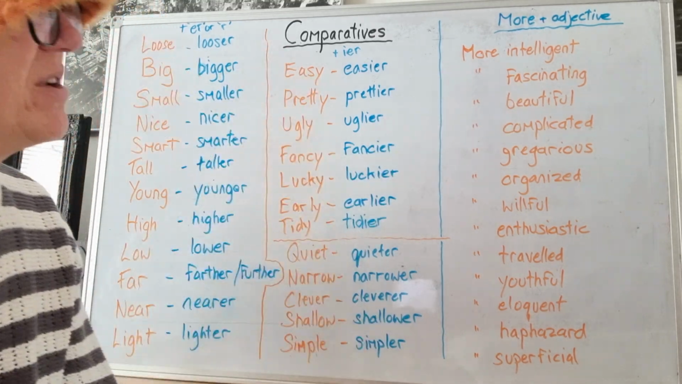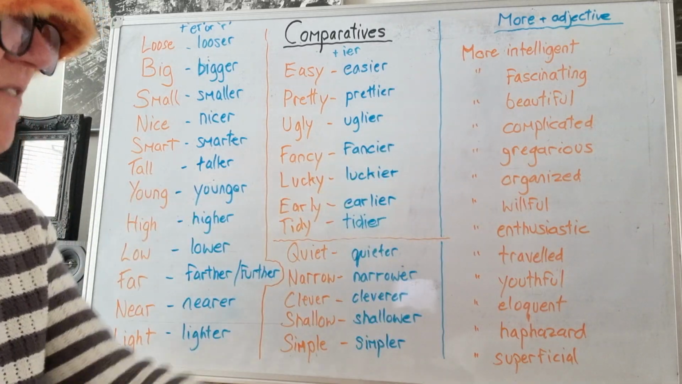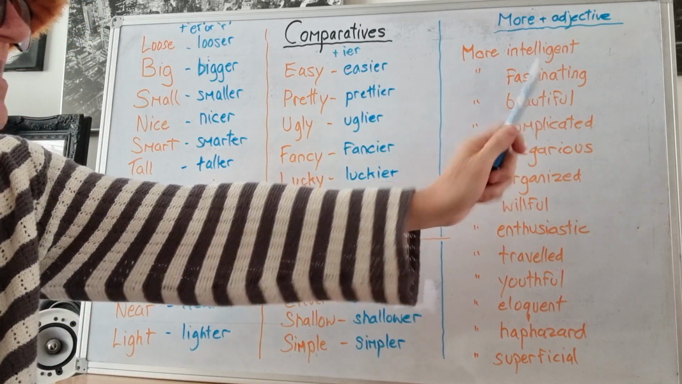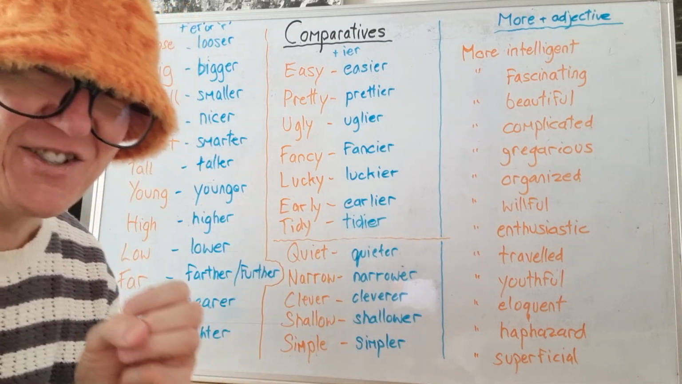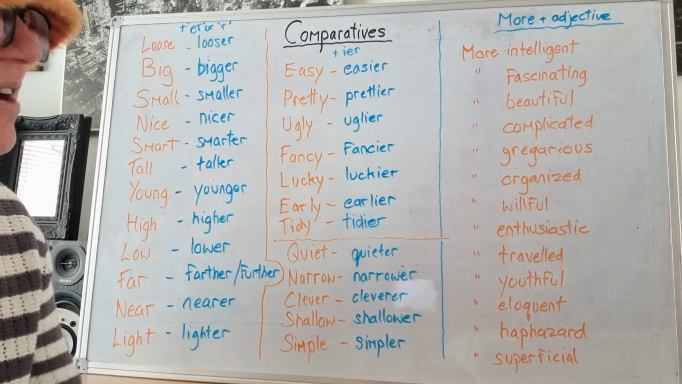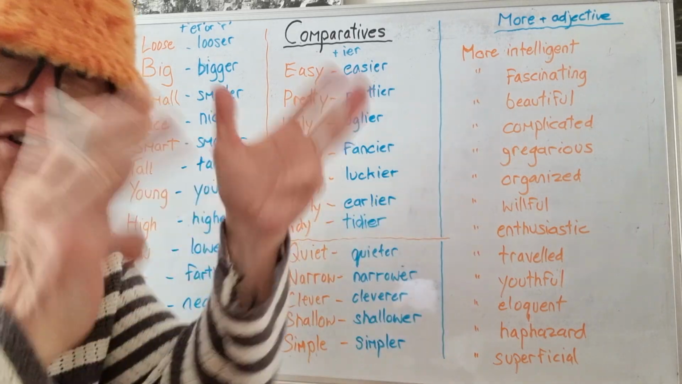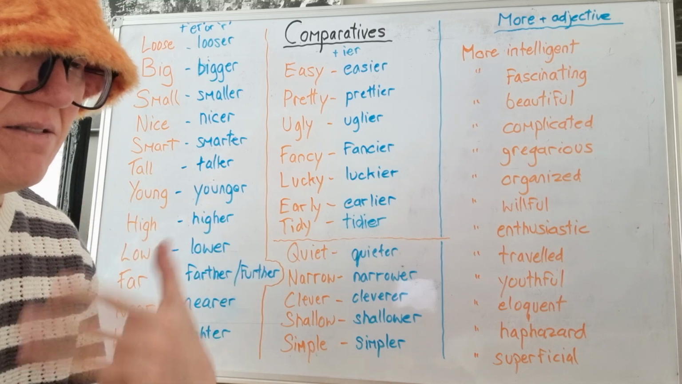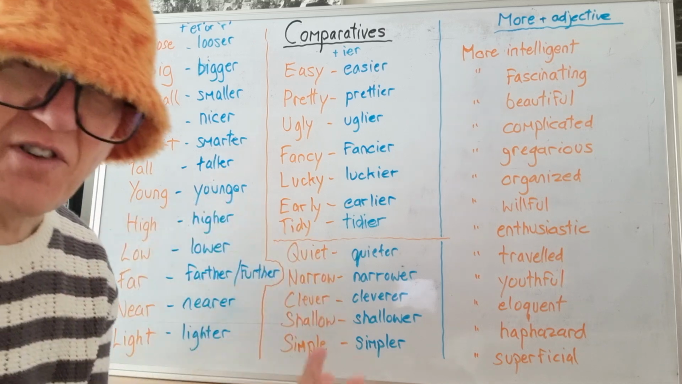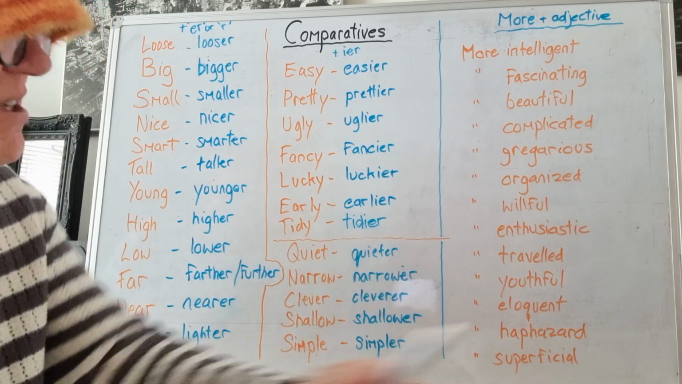Very simple. More intelligent, more fascinating, more beautiful, more complicated, more gregarious. I thought I'd throw in some nice adjectives for you that you might never have heard before. Gregarious is someone who's very outgoing, an extrovert, I suppose. Someone who's loud and not shy or timid.